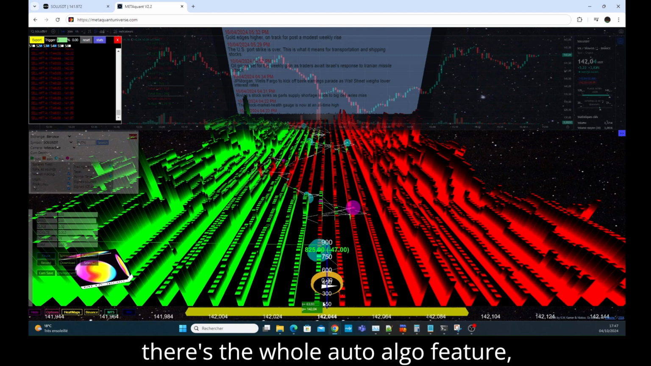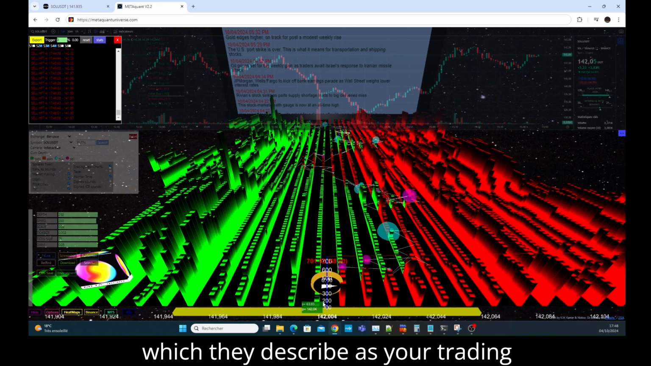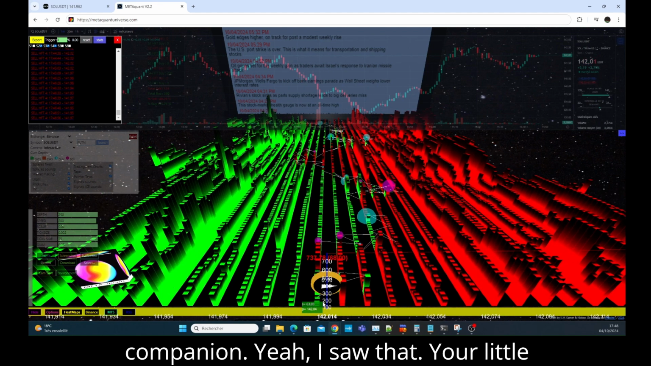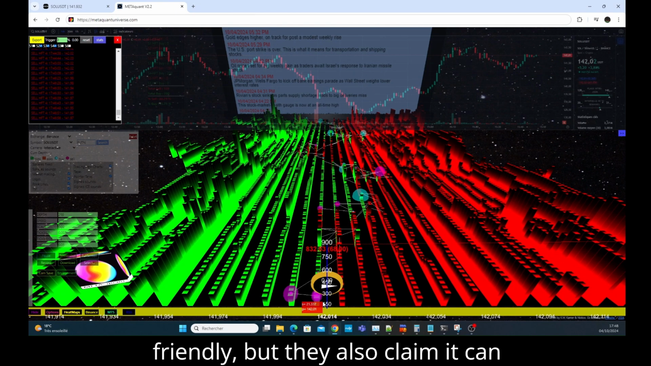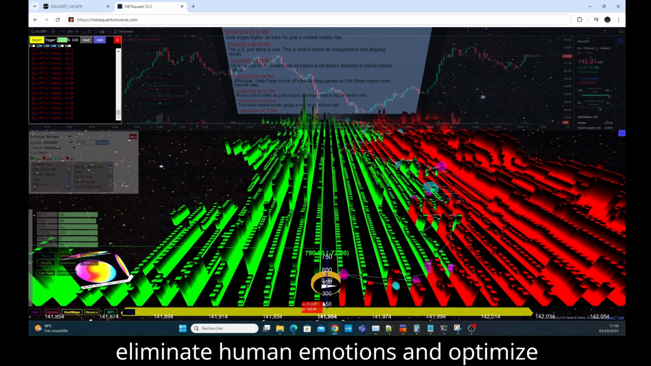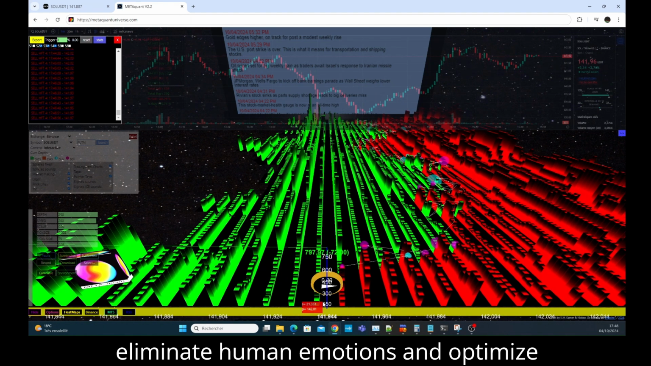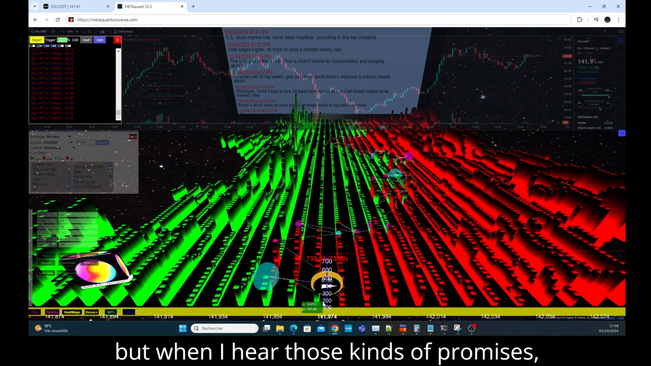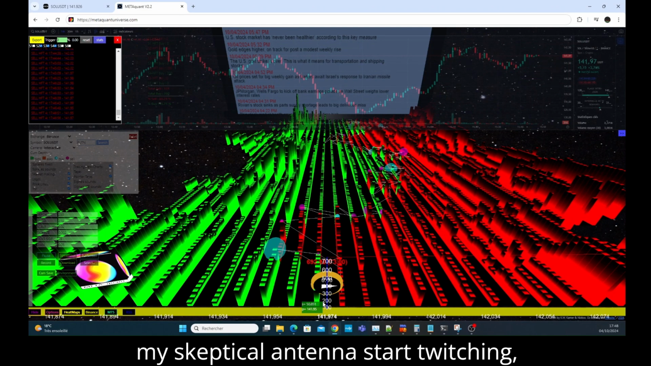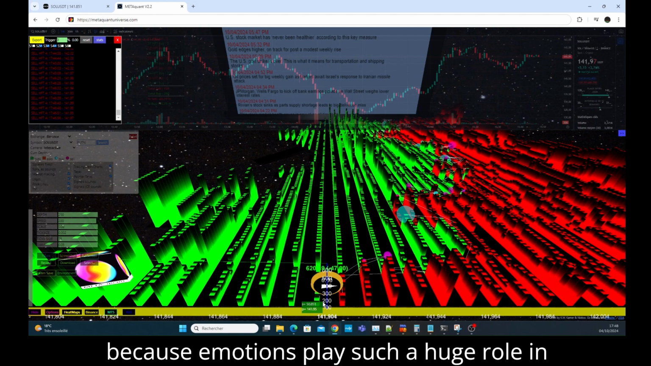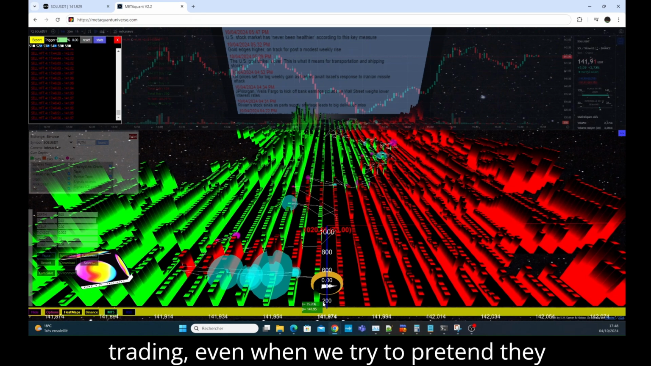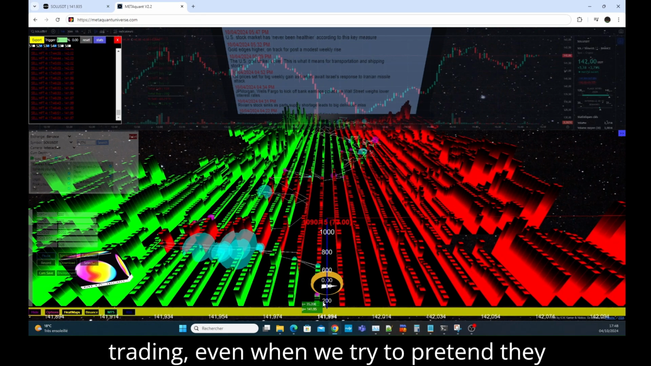And then there's the whole auto algo feature, which they describe as your trading companion. Yeah, I saw that. Your little robot buddy. They make it sound so friendly, but they also claim it can eliminate human emotions and optimize your trades. And I don't know about you, but when I hear those kinds of promises, my skeptical antennas start twitching. Right. It's like, hold on a second.